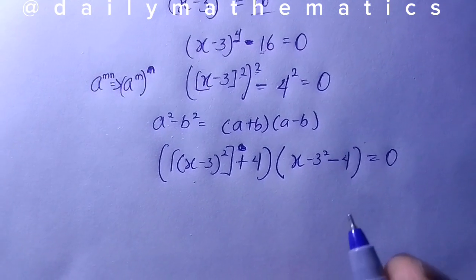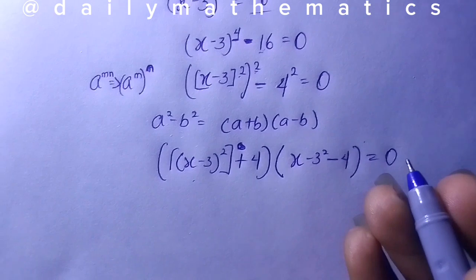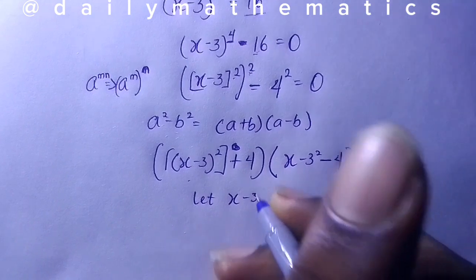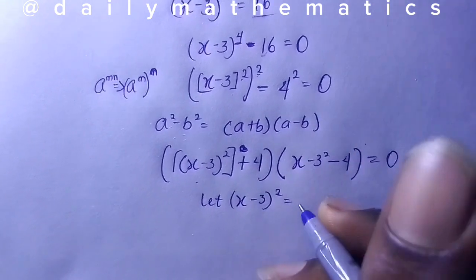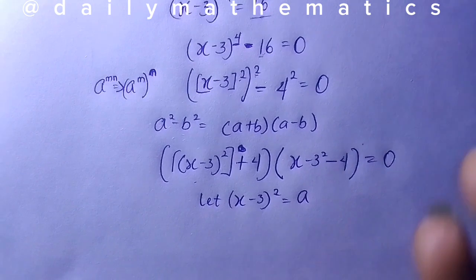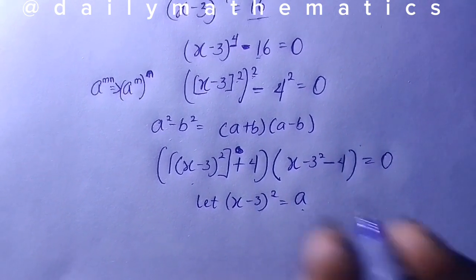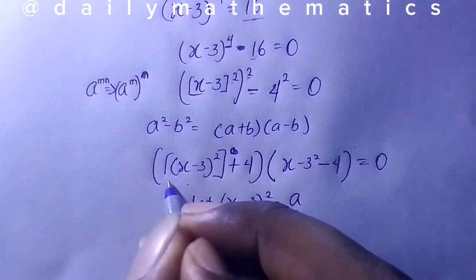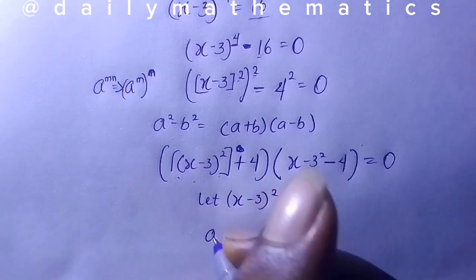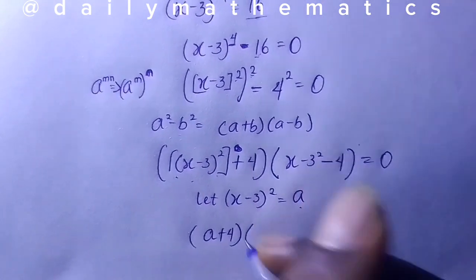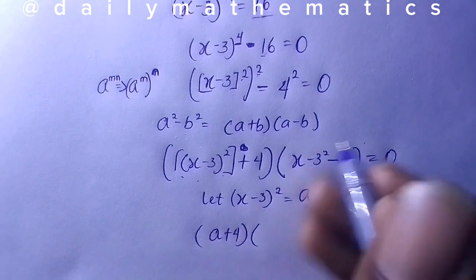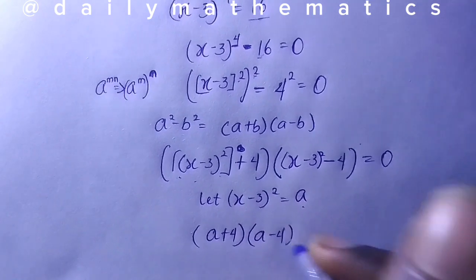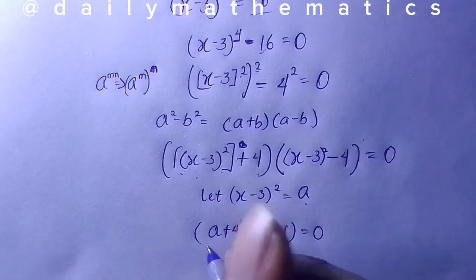So from here, what's the next thing to do? We can say let (x − 3)^2 equal any letter of your choice. I'm using a. Anywhere I see (x − 3)^2, I put a. So here there's (x − 3)^2, I put a + 4, and here there's (x − 3)^2, I put a − 4 equals 0. So from here I can equate each bracket to 0.